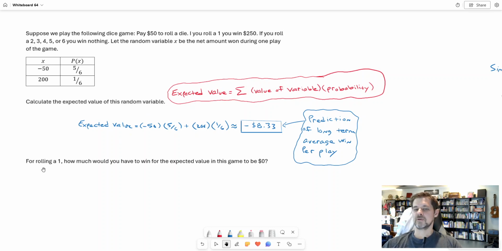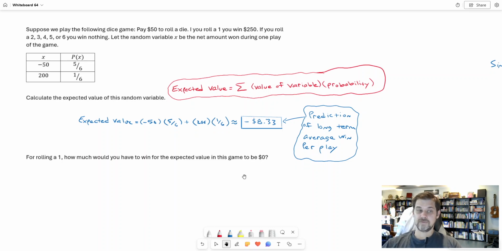But could we turn the problem around like this? How much would you have to win to break even over the long term? What would that have to be? So in that case, I'm framing the question like this: how much would you have to win for rolling a 1 for the expected value in this game to be 0? So that would be long-term break even. All right, I will throw that question out to you. Have you considered it? I'll pause the video and write down how we would phrase that question in terms of an equation and then solve it.